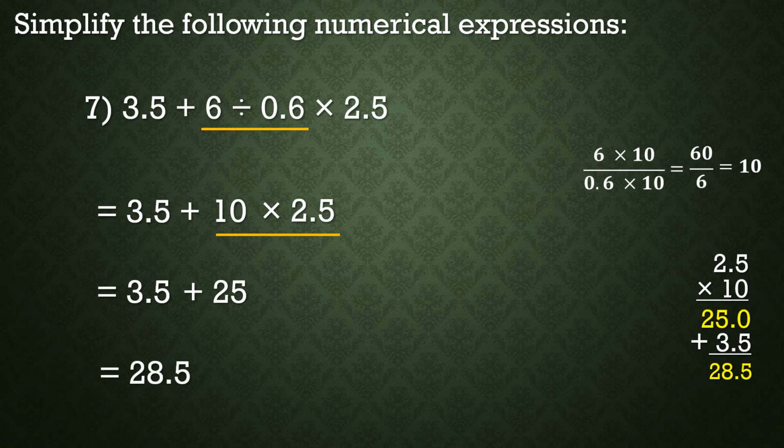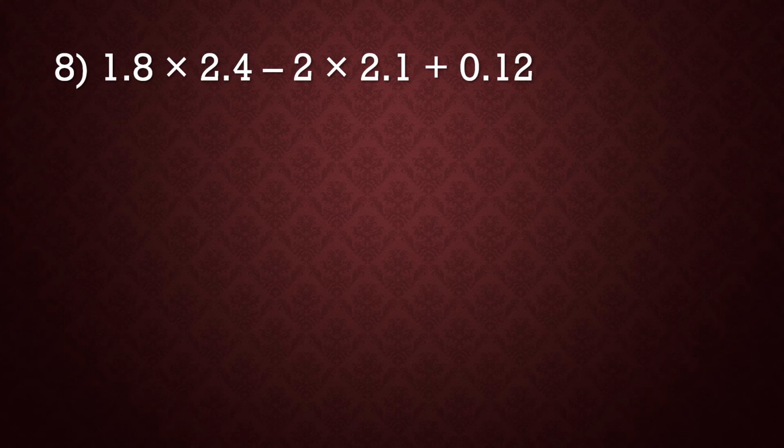So the answer is 28.5. Let us solve one more question. Question number 8. 1.8 multiply by 2.4 minus 2 multiply by 2.1 plus 0.12. Now tell me, according to DMAS, what we have to solve first? Multiplication, subtraction or addition? Yes, multiplication.